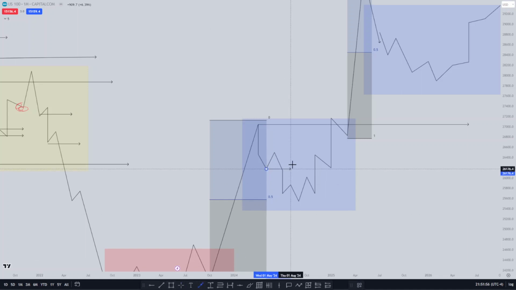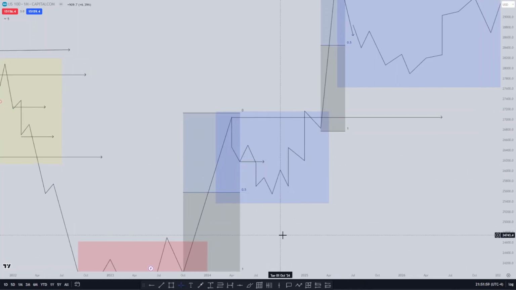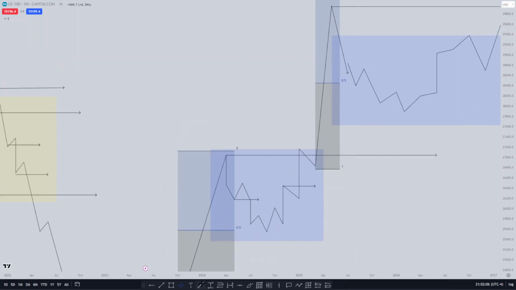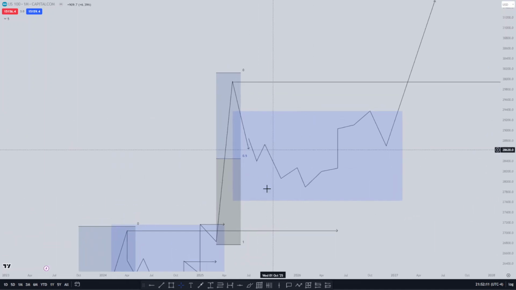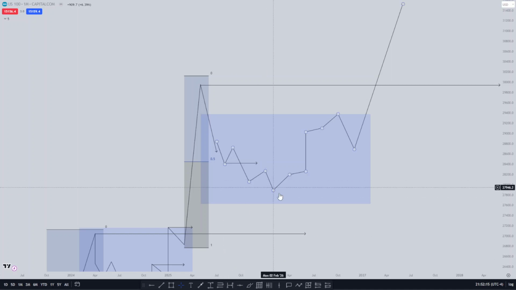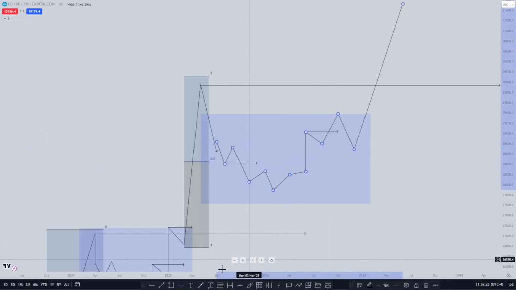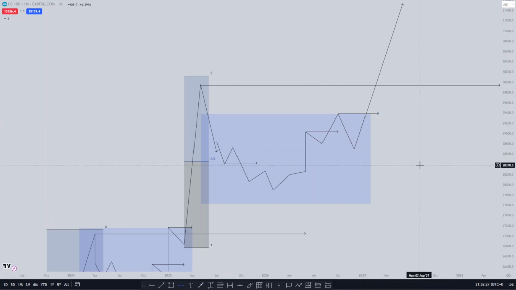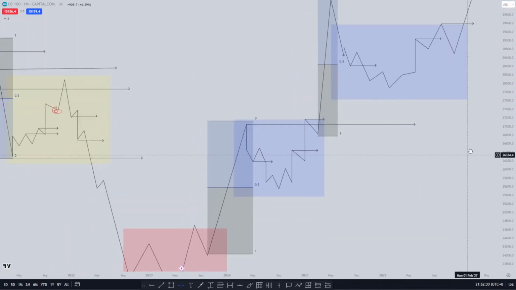Market maker sell model. Stage 1 complete. Smart money reversal. Stage 1. Stage 2. Complete. Market maker sell model. Stage 1 complete. Market maker reversal. Smart money reversal, sorry. Stage 1 complete. Stage 2 complete.